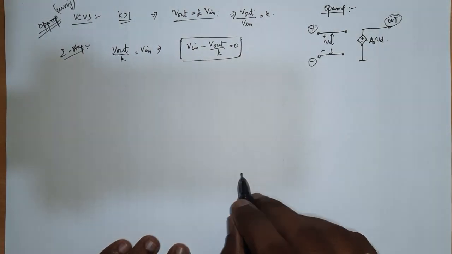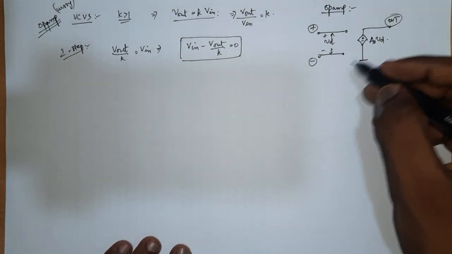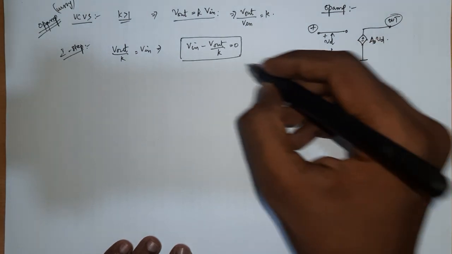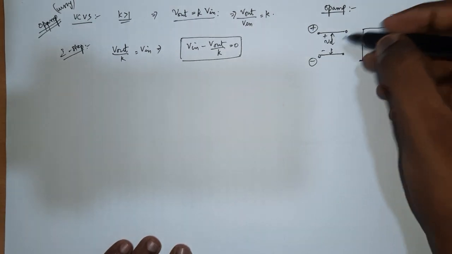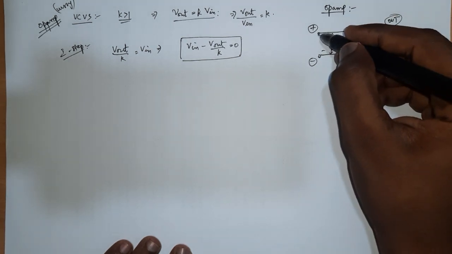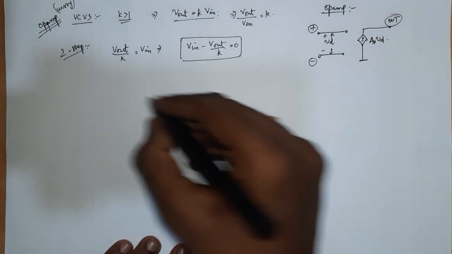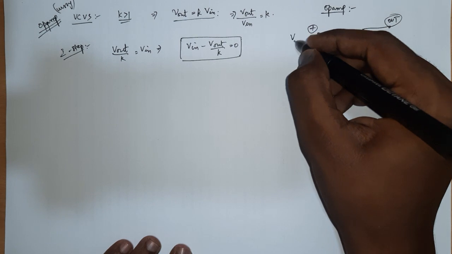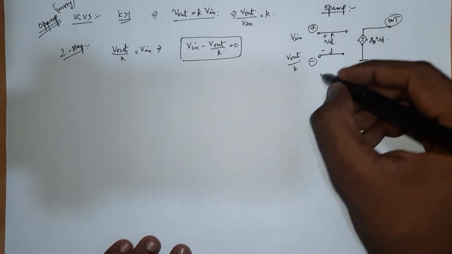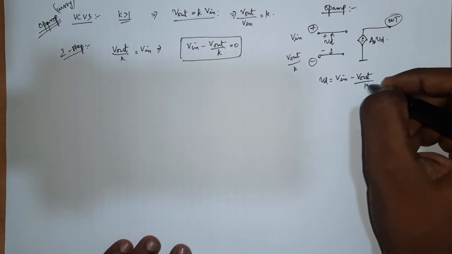So how do I construct this is the question. I know that if I can realize this case, then I could easily achieve what I want, and this can be done pretty easily. One of the terminals should be Vin, the other one should be Vout by k. Let me say that this is Vin and this is Vout by k. If I say like that, then Vd is equal to Vin minus Vout by k, right?